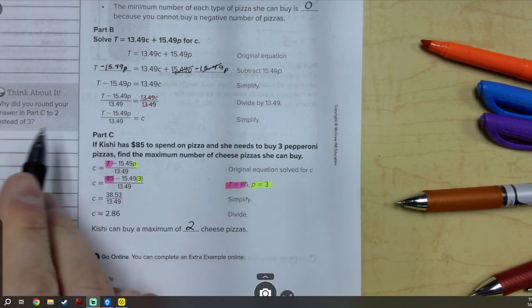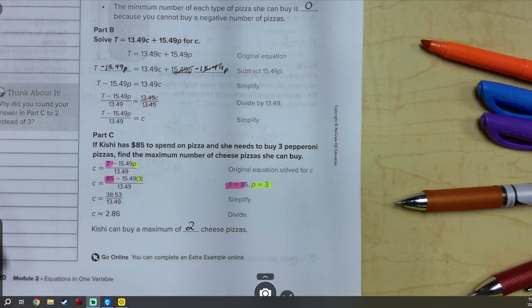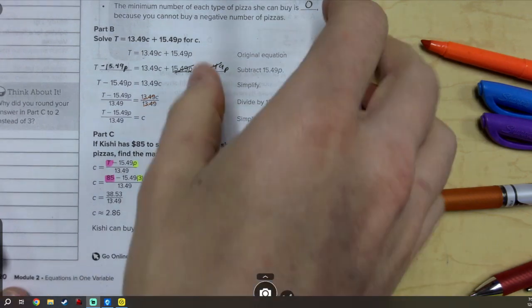So over here, why do we say 2 instead of 3? You can't buy 0.86 pizza. We only have enough for 2.